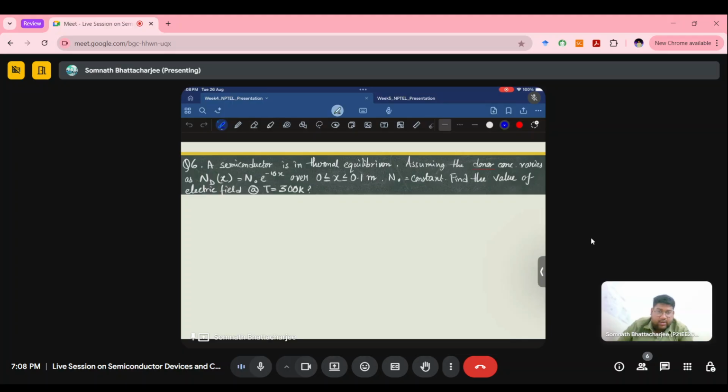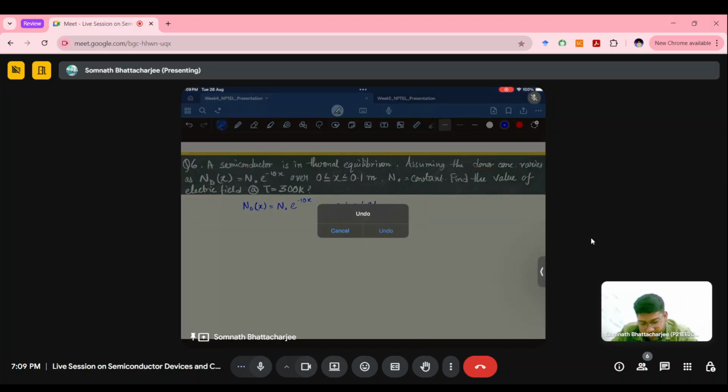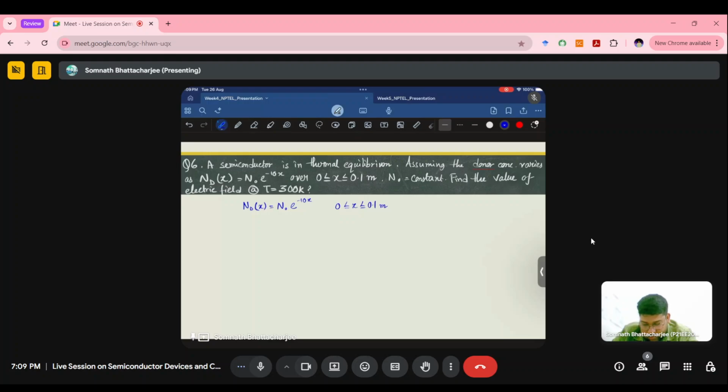A semiconductor is in thermal equilibrium. We have a donor concentration that was varying, that is N_D(x). Initially it was N_D(x) = N_0 e^(-10x), and we knew that the range of x was from 0 to 0.1 m. N_0 was a constant, and we need to find the electric field at temperature 300 Kelvin.